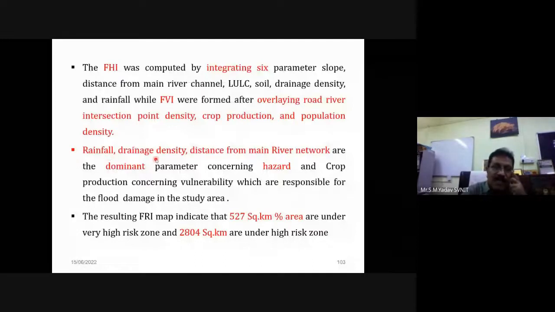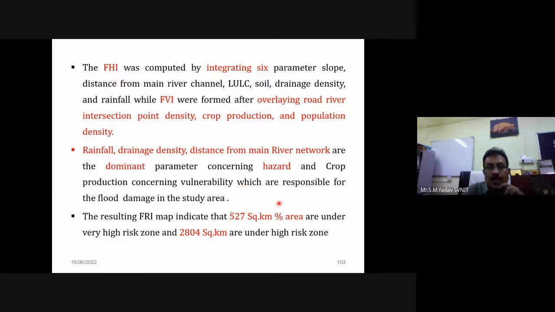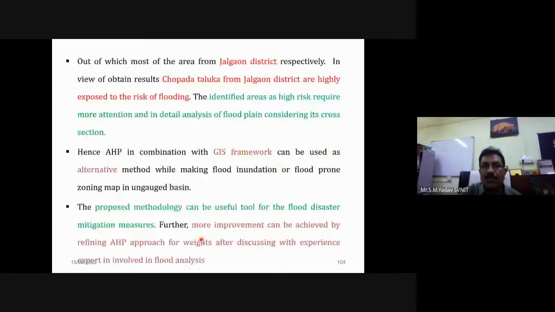Rainfall, drainage density, and distance from the main river network are the dominant parameters concerning hazard, and crop production concerning vulnerability, which are responsible for the flood damage in the study area. The resulting FRI, that is the flood risk index map, indicates that 527 square kilometer area is under a very high risk zone and 2,804 square kilometer is under a high risk zone, out of which most of the area is from Jalgaon district, respectively.